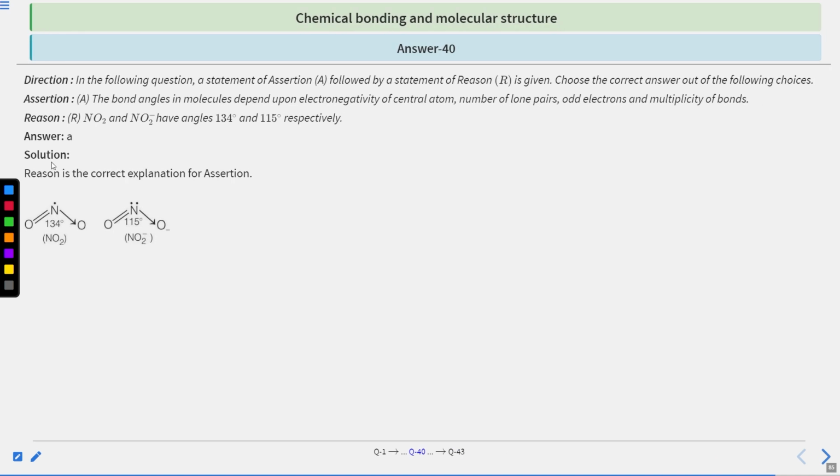Okay, so the correct answer is option A. The reason is the correct explanation for the assertion, as the bond angle in molecules depends upon the electronegativity of the atoms of that molecule or central atom, the number of lone pairs or odd electrons, and the multiplicity of bonds. In NO2 and NO2 minus, the structure is here, and we have bond angles of 134 degrees and 115 degrees respectively. Hence option A is the correct answer.